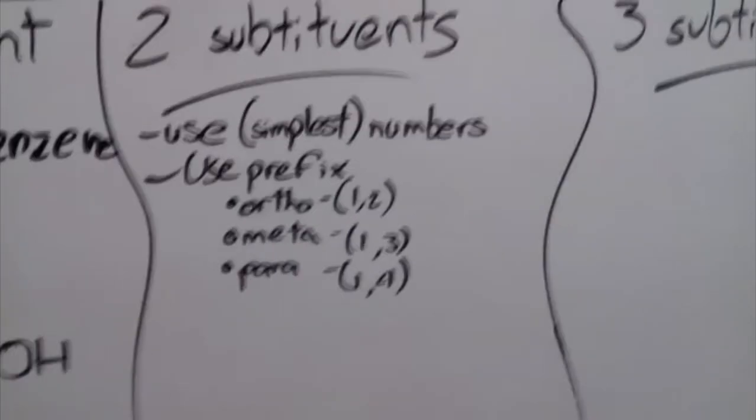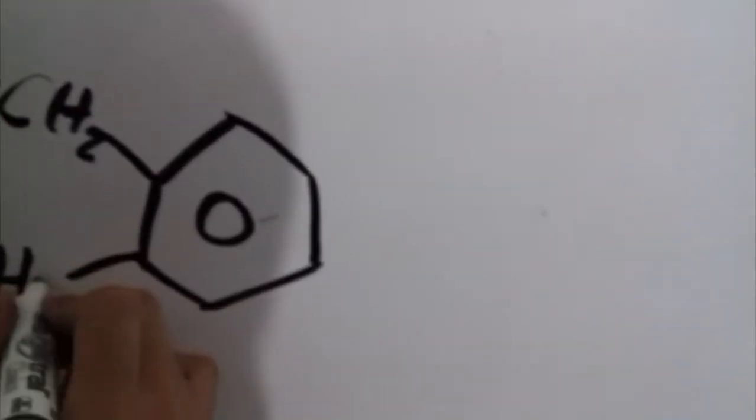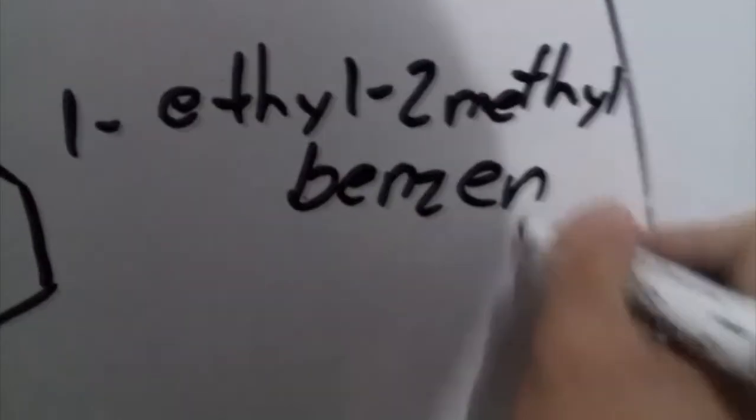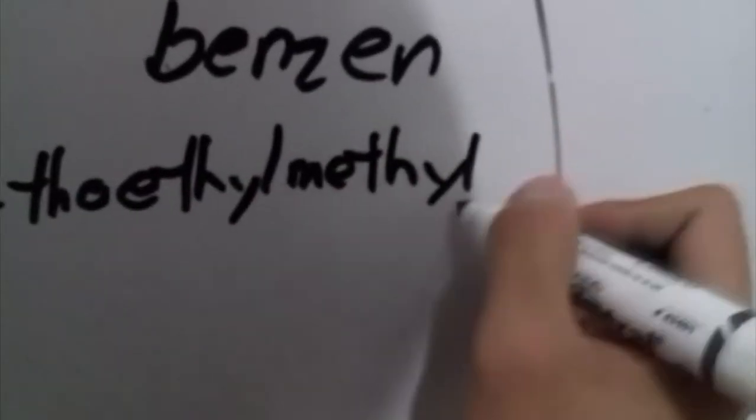To name compounds with 2 substituents, we have to use the simplest numbers, and according to this, we use one of these prefixes. In this case, we have 1 ethyl and 1 methyl, so it is named 1-ethyl-2-methylbenzene, or ortho-ethyl methyl benzene.